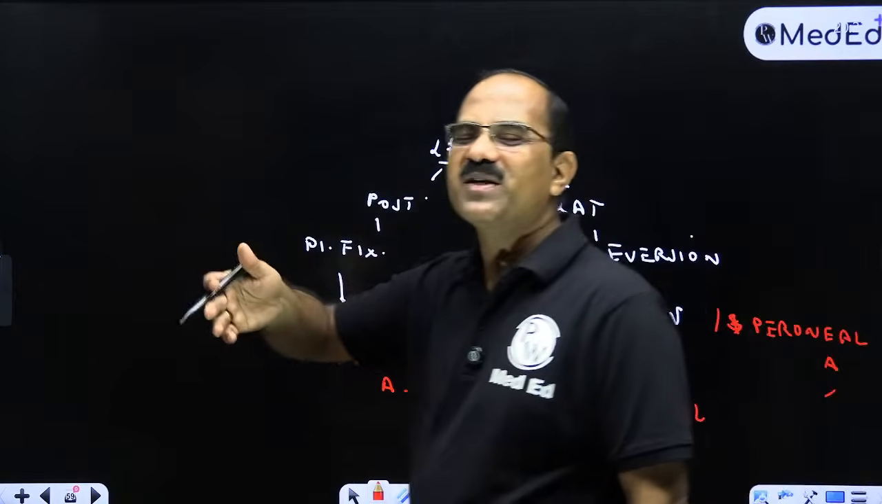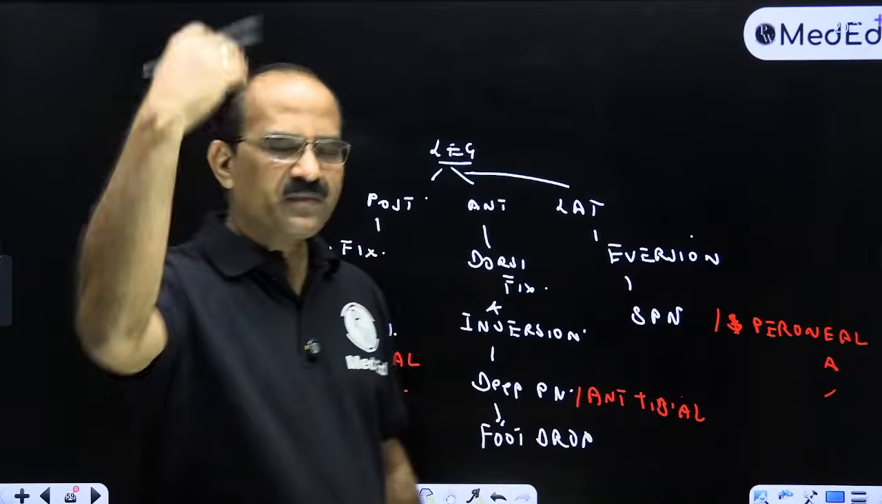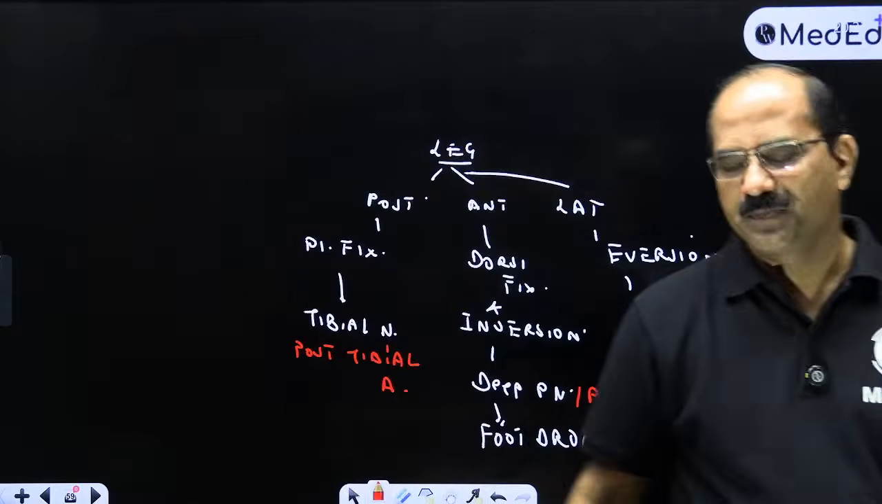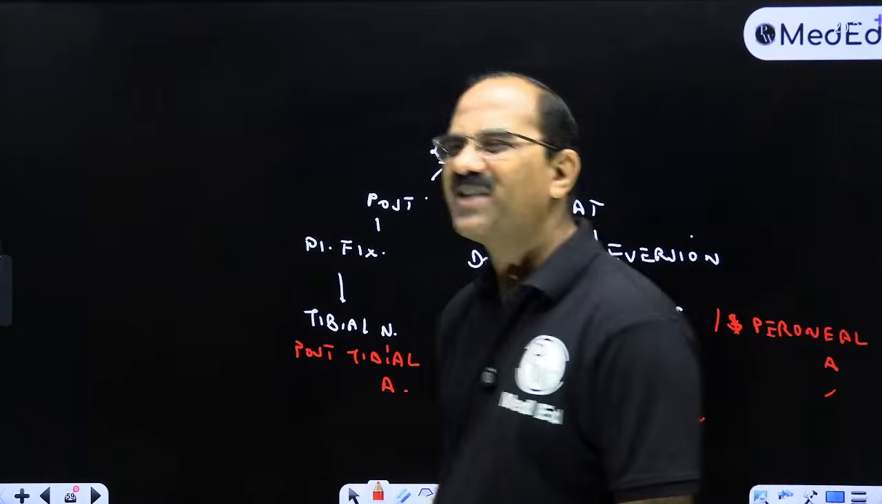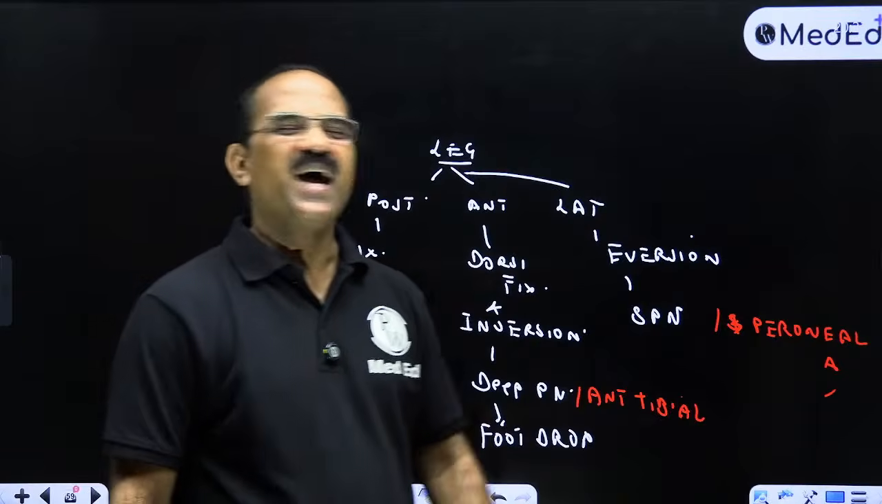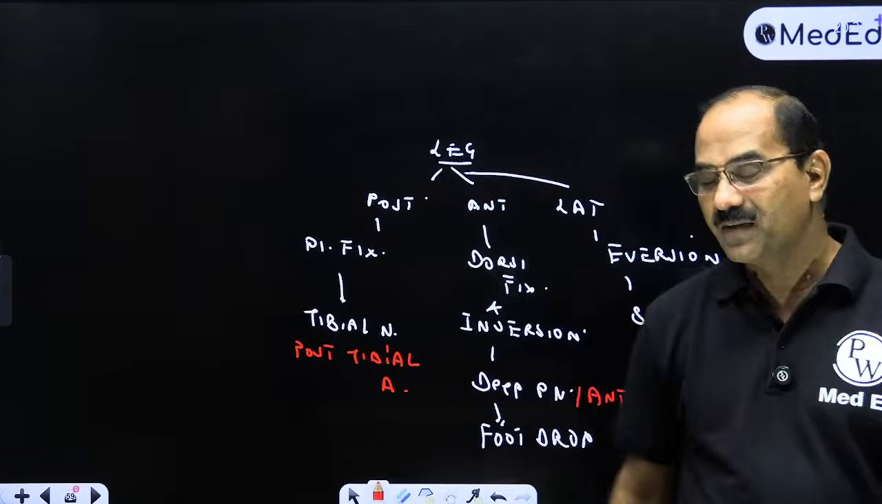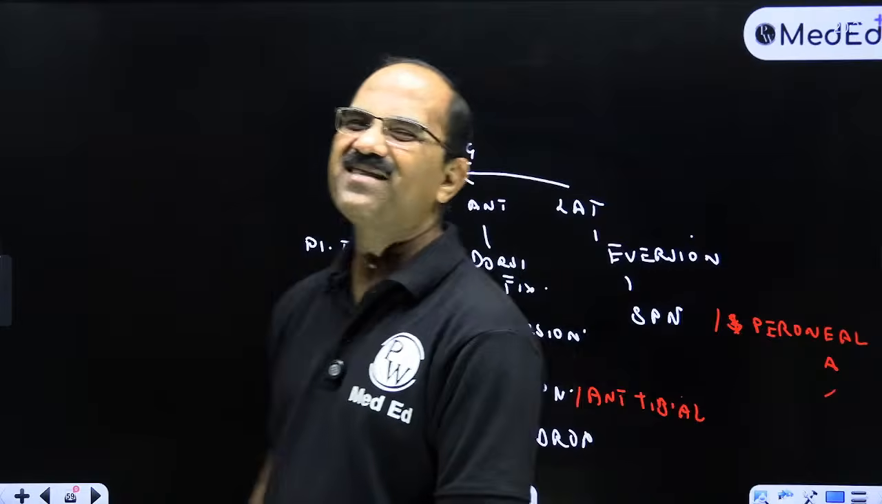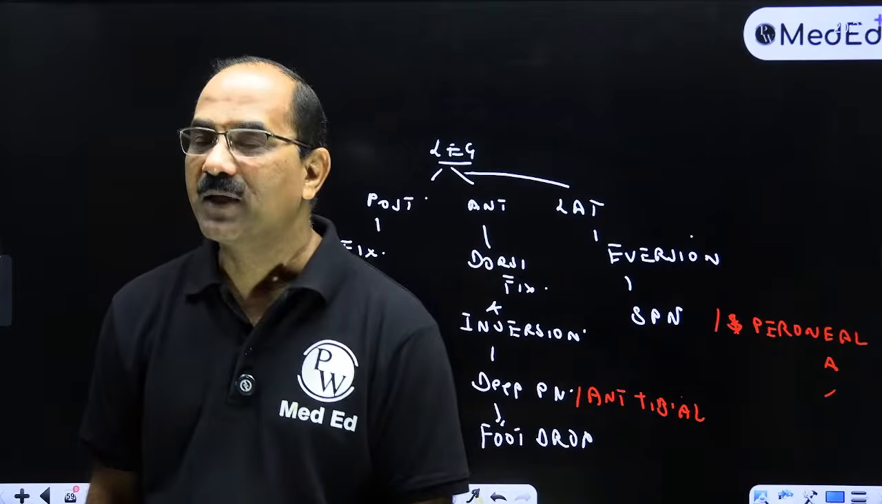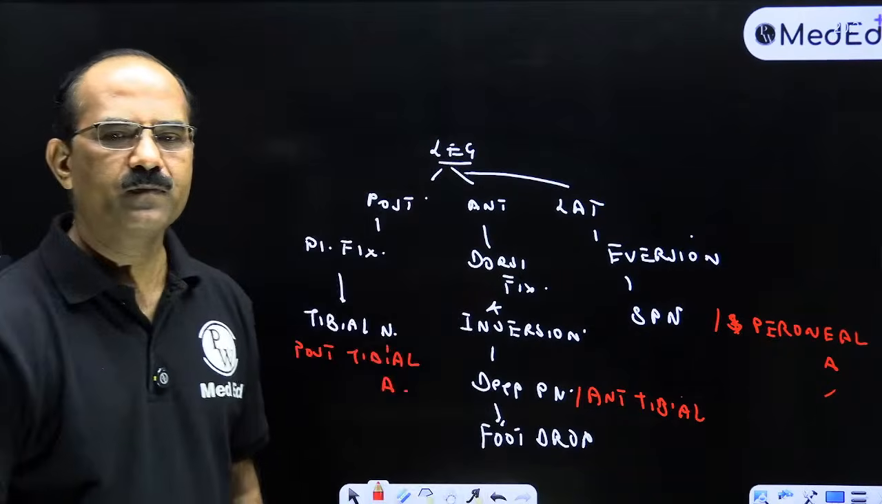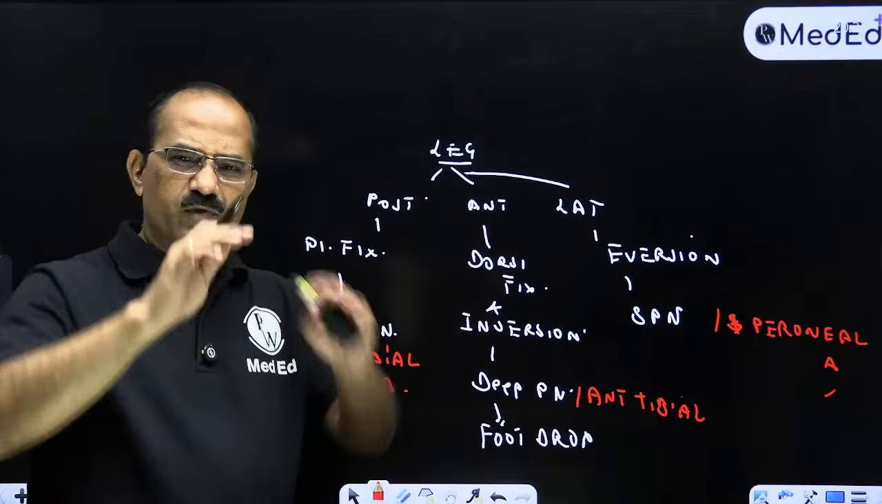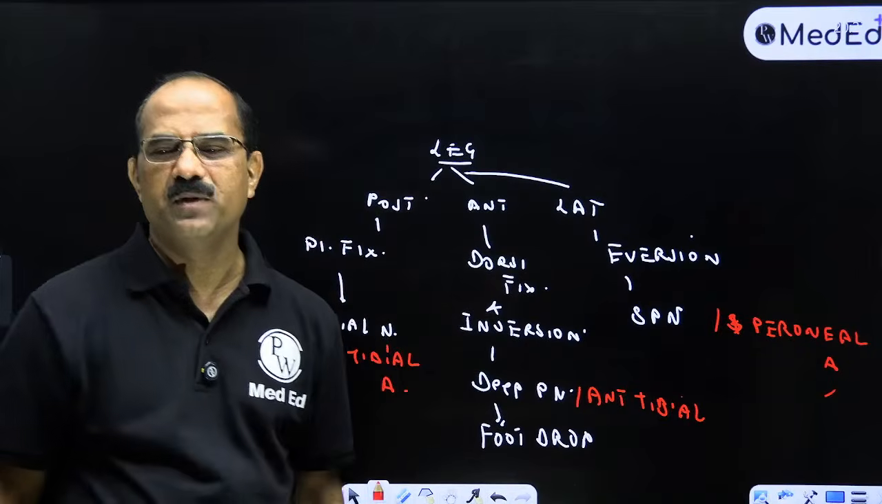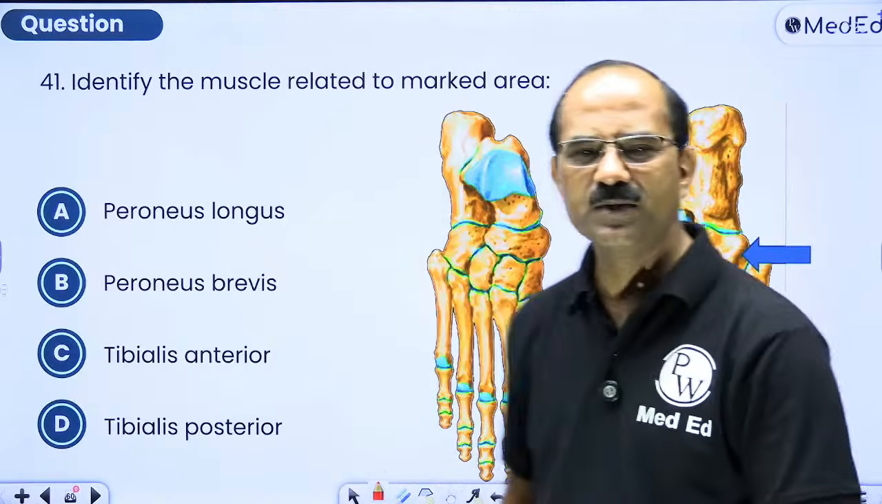The nerve of the lateral compartment is the superficial peroneal nerve. Anterior compartment के artery है anterior tibial artery. The nerve is the deep peroneal nerve, and the posterior compartment के artery है posterior tibial artery, and the nerve is tibial nerve. याद रखिए. Just remember this. ऐसे ना flow charts बनाइए बच्चों. It's very easy to remember. चलो, we go to the next MCQ.